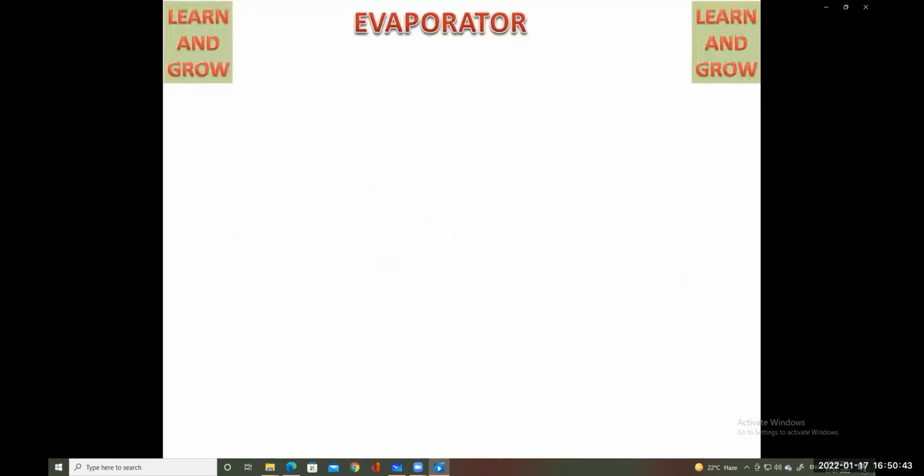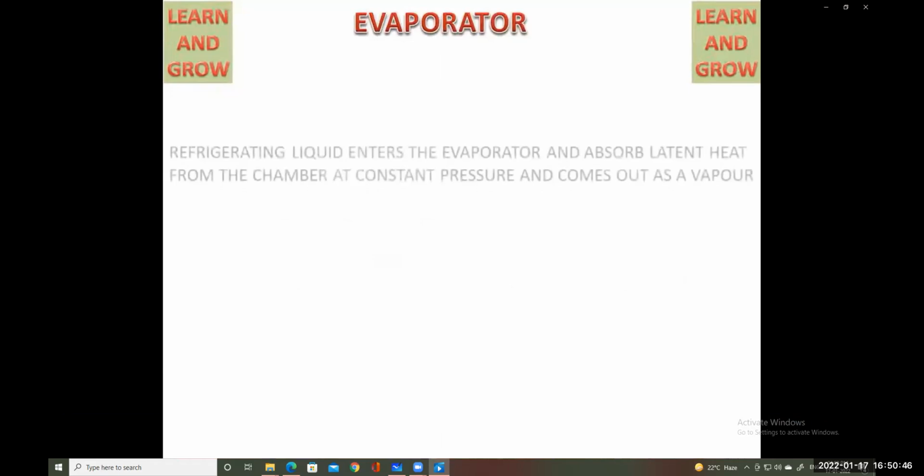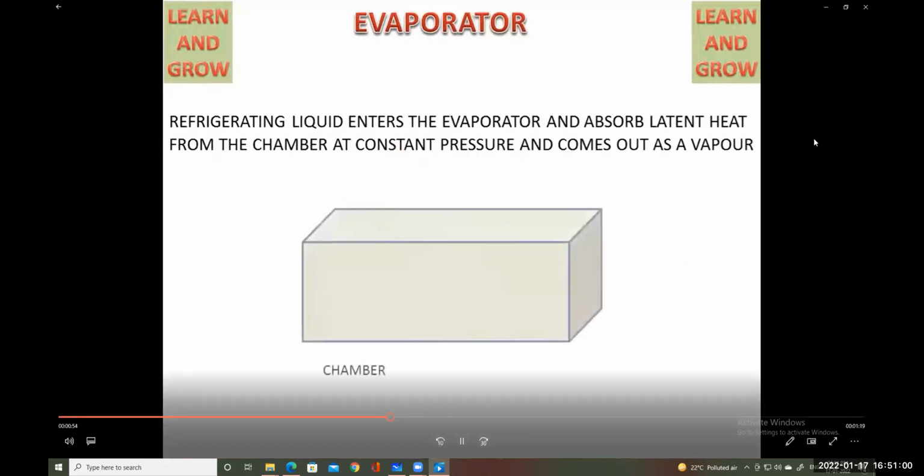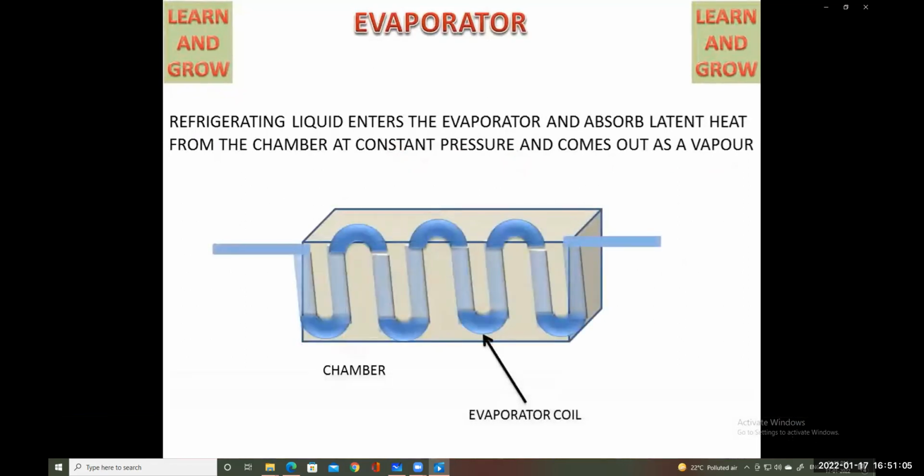Now we see the evaporator parts and working. Refrigerating liquid enters the evaporator and absorbs latent heat from the chamber at constant pressure and comes out as a vapor. We have a chamber with evaporator coil. Left side we have a refrigerant liquid inlet pipe. And right side we have a refrigerant vapor outlet pipe.